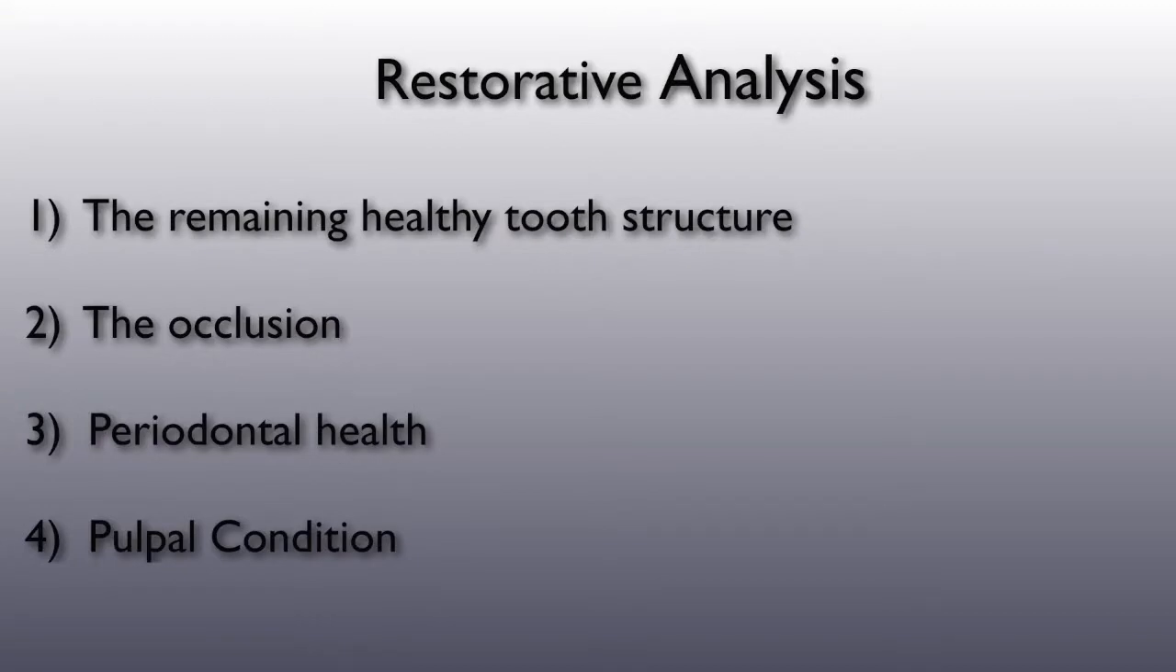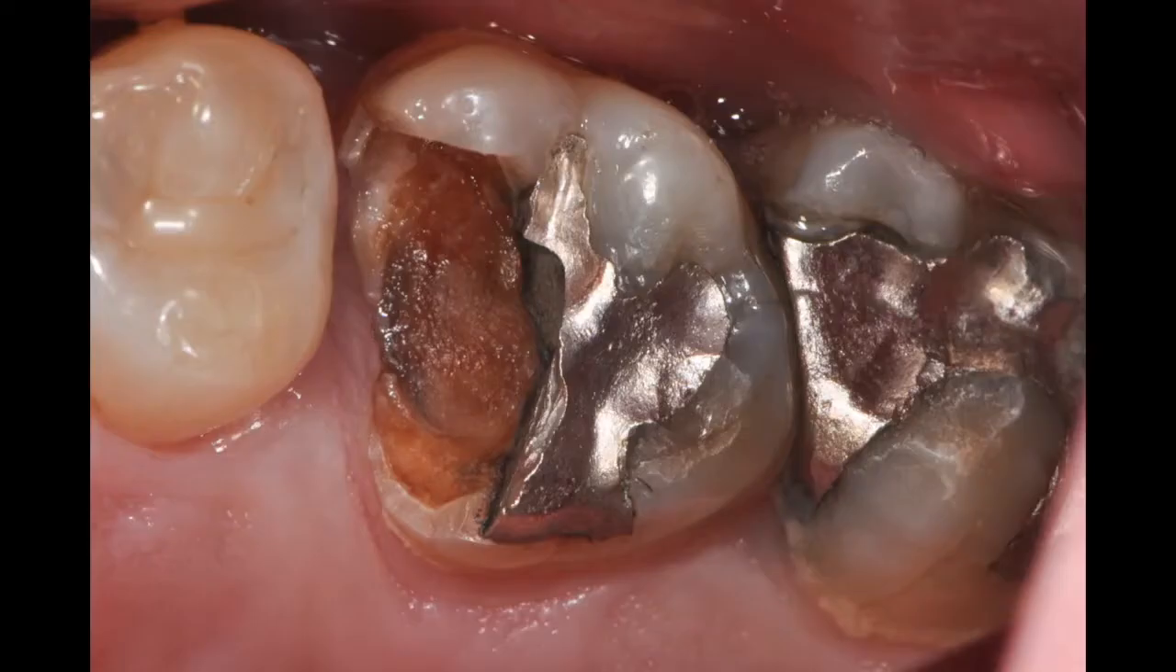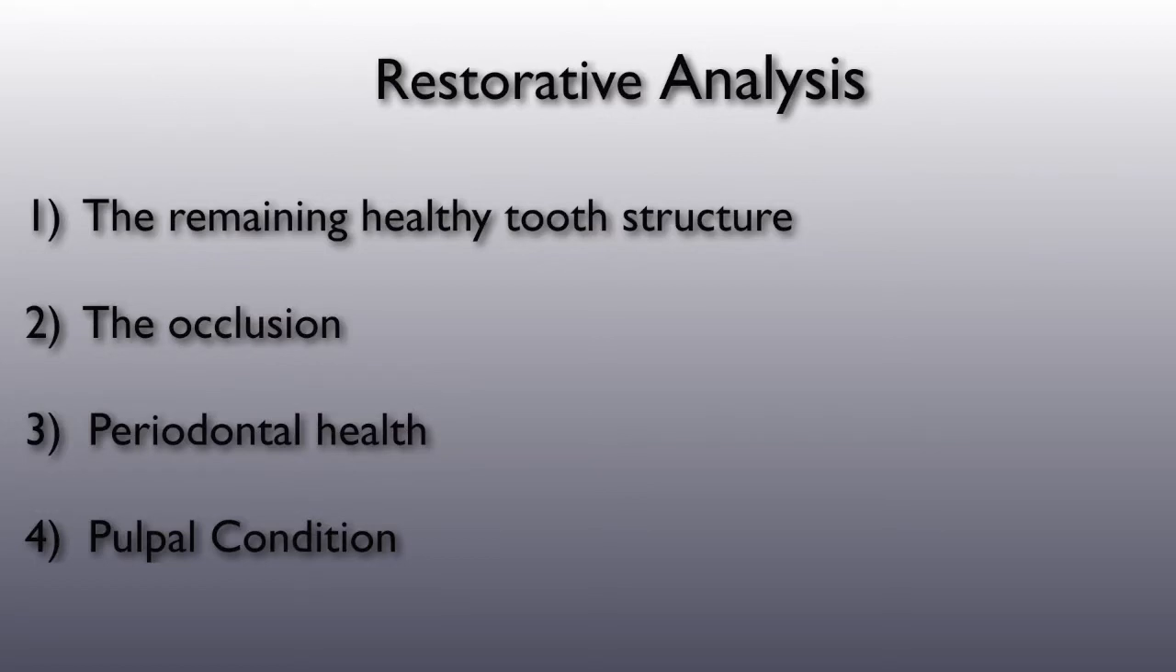There are 4 basic criteria in our restorative analysis. First, we will estimate the remaining healthy tooth structure available for our adhesive bonding techniques. Next, we will check the occlusion on the tooth to determine what forces will be placed on the future restoration, and also to determine if the occlusal surfaces of the opposing teeth will require correction. An evaluation of the periodontal health is done to determine if the tooth warrants restoration and also to determine where the restorative margins can be placed in relation to the periodontal attachment.